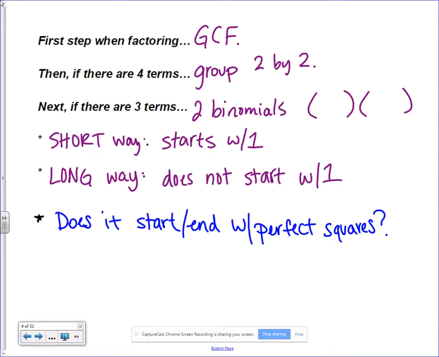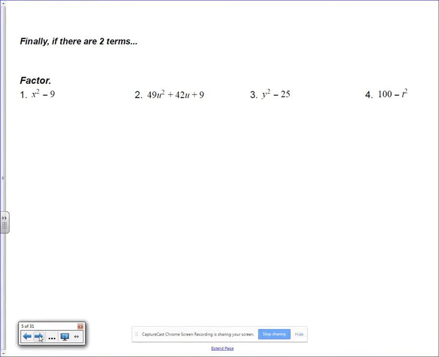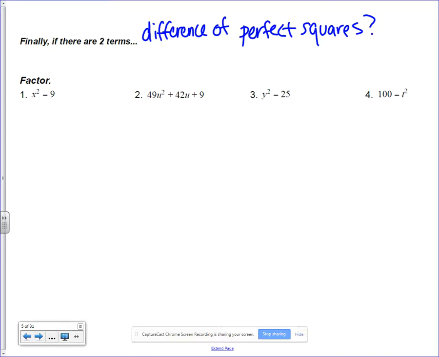But as I told you, I believe last Friday, I have to teach you how to factor things with two terms, correct? And if you look down at your sheet there, you will have quite a few problems that only have two terms. Okay, so if there are two terms, you need to ask yourself, is it the difference of perfect squares? And if it is, you are going to make conjugates.